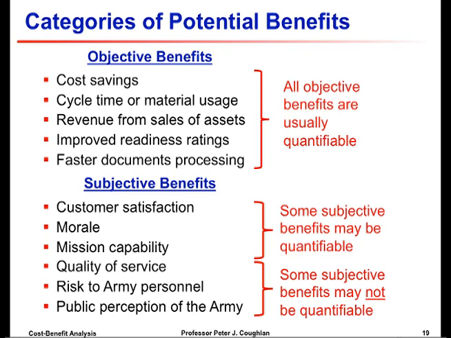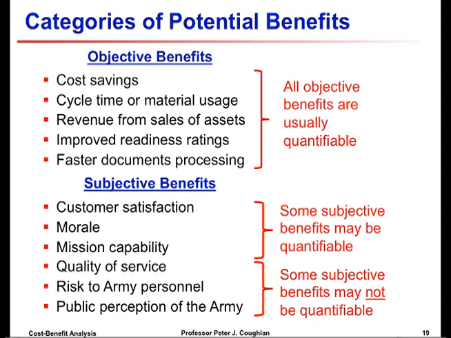So speaking of which, thinking about categories of potential benefits, as I said, you can talk about them as objective, subjective, and quantifiable, non-quantifiable. Well, first, let's think about objective versus subjective. Objective are things that you can observe. There's no question that there's been a benefit, whether it be cost savings, reduced cycle time, increased revenue, improved readiness. Something that is a measurement. You see an improvement in the measurement, then that's objectively a benefit.